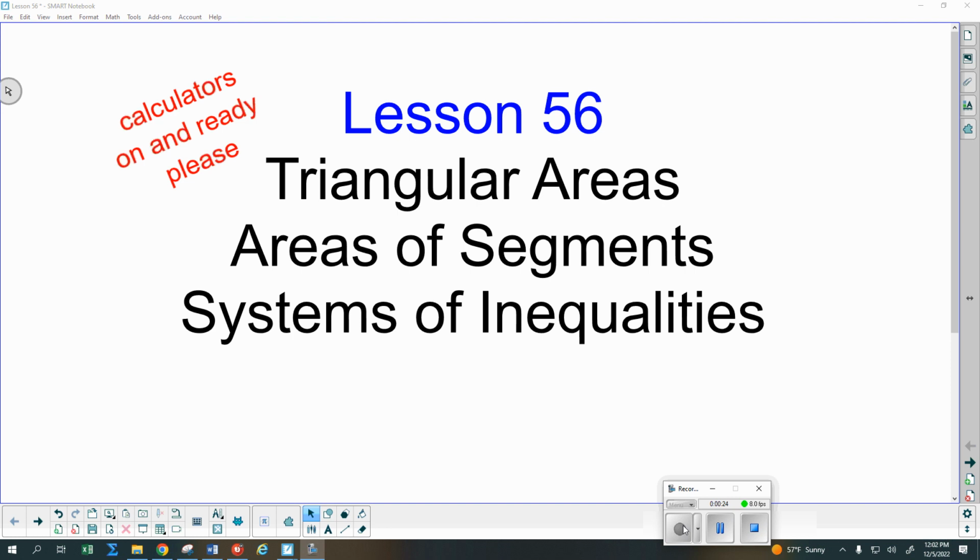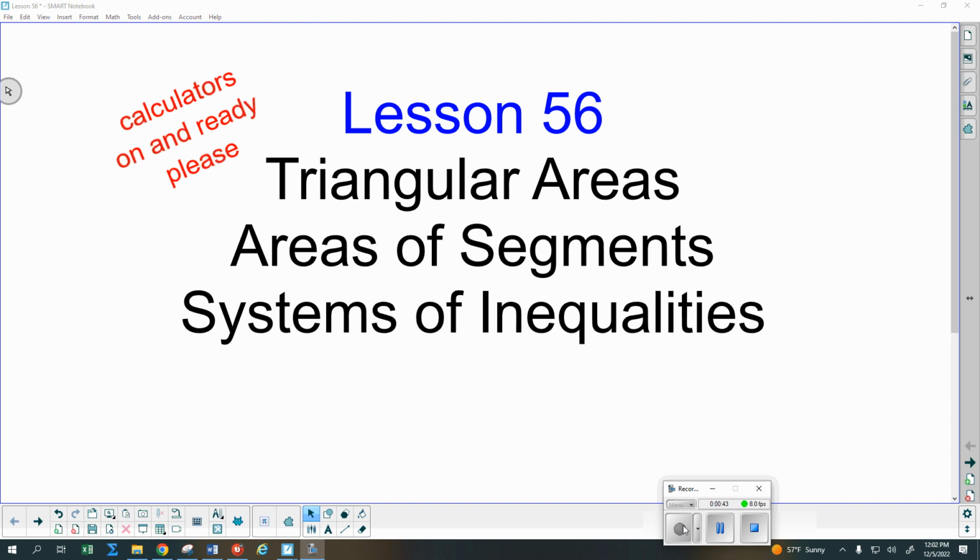We will also be talking about what in the world is a segment of a circle. We know segments of lines, but what's a segment of a circle and how do we get the area of those? And we will be talking about systems of inequalities. The final one is largely a review from last year.